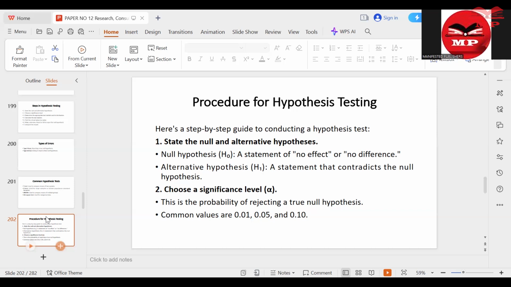The null hypothesis, H0, is a statement of no effect or no difference. The alternative hypothesis, H1, is a statement that contradicts the null hypothesis. Step 2, choose a significance level, that is alpha. This is the probability of rejecting a true null hypothesis. Common values are 0.01, 0.05, and 0.10. So one of these can be used as the significance level in hypothesis testing.